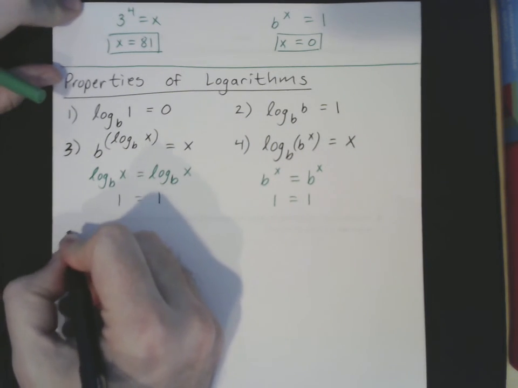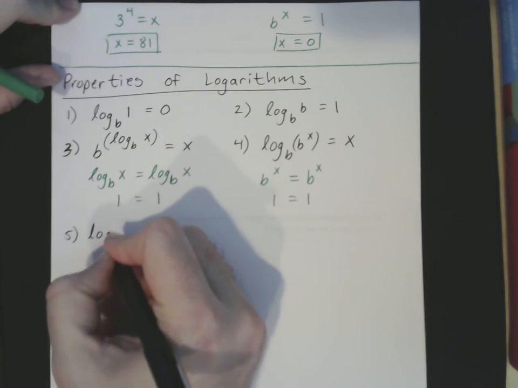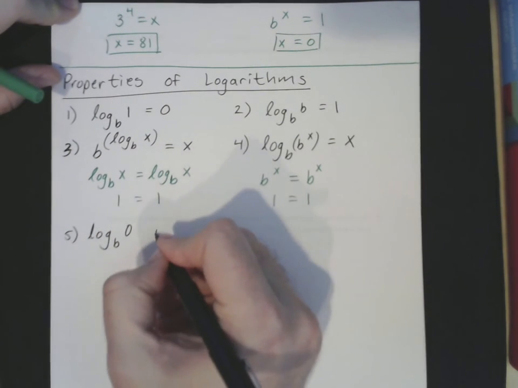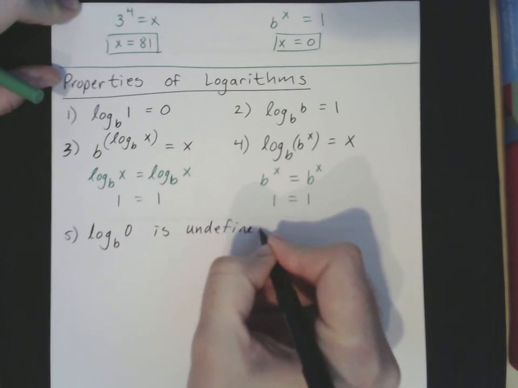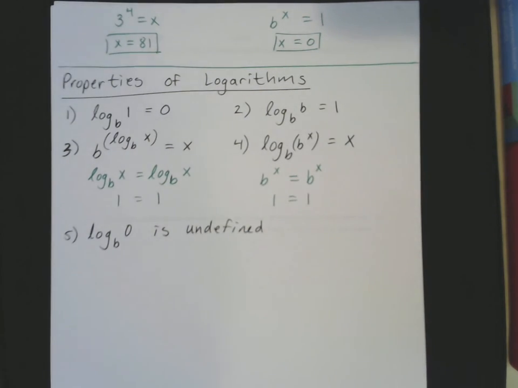And the last one, log base b of 0 is undefined. So we don't have any power that will ever get us to 0, no matter what our base is. That's the idea here.